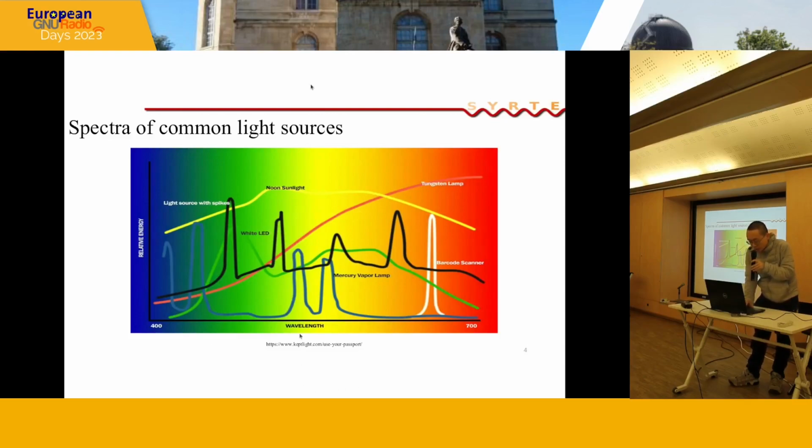As you can see here, it's sunlight. Here is a tungsten lamp, a white LED, and a mercury vapor lamp. Here, the white one is a relatively special one. It's the barcode scanner, which is a kind of laser. As you can see, this laser has some special characteristics, because the line width of the laser is relatively narrow.